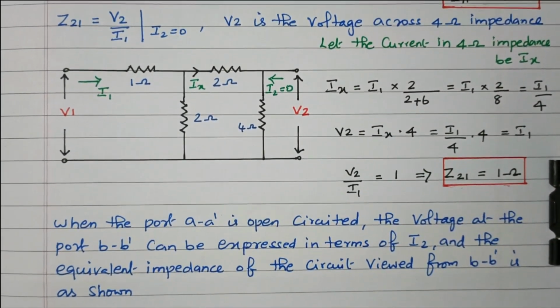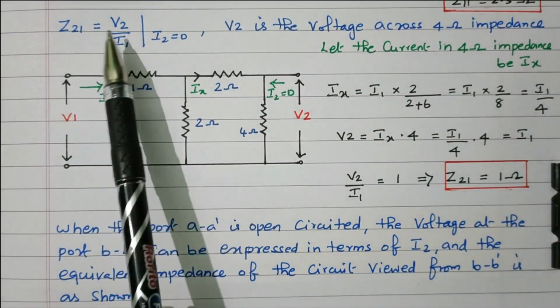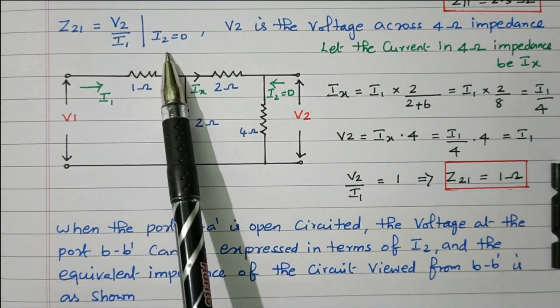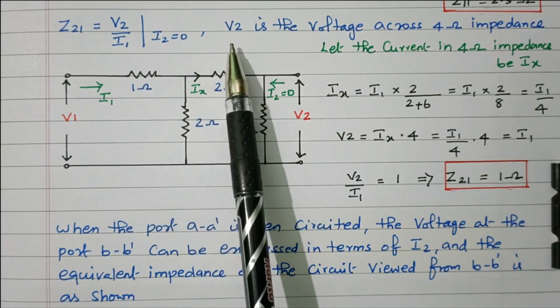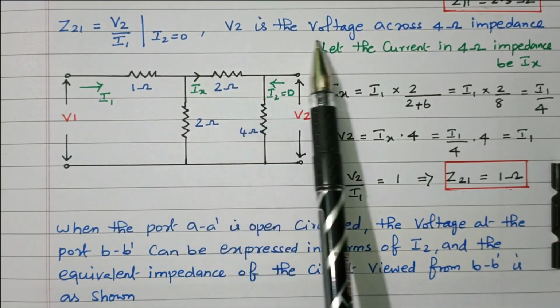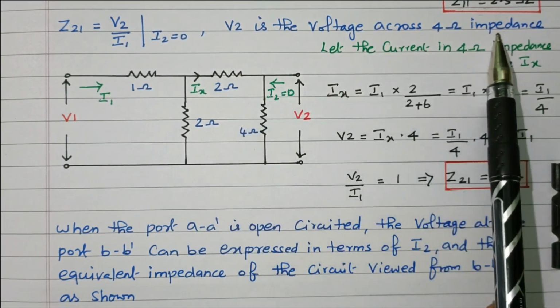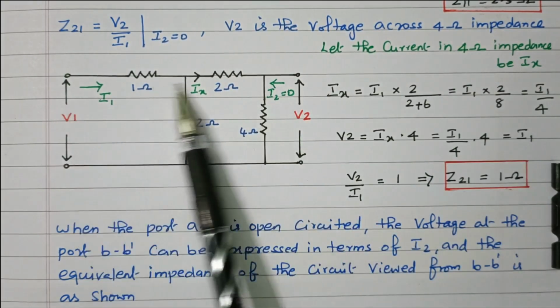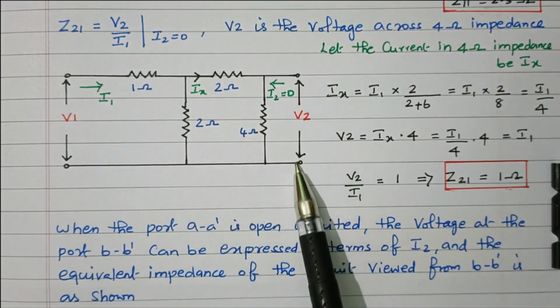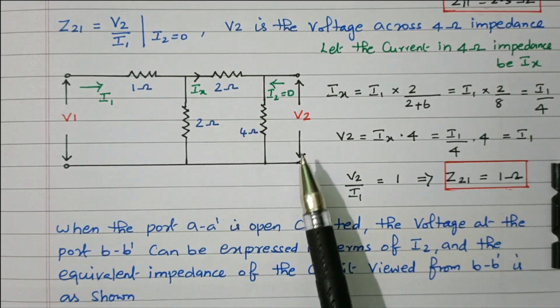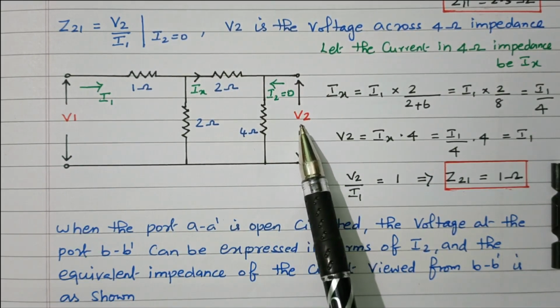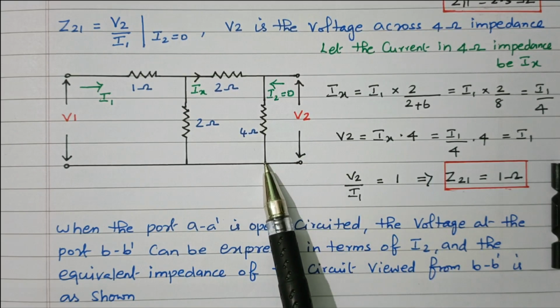Now refer this circuit. Z21 equal to V2 by I1 by making I2 equal to 0. So what is V2? V2 is the voltage across the 4 ohm impedance. This is the original circuit. This output port is open circuited. We need to find V2. V2 is nothing but the voltage across this 4 ohm resistor.